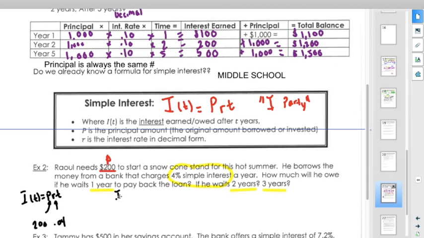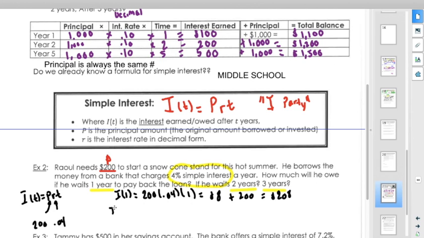Let's do I of 1. So after 1 year, it's going to be 200 times 0.04 times 1. So again, once we put this in the calculator, all this is finding us is how much interest has been made. We would get 8, which is $8, which means that after 1 year, he's going to owe an additional $8. So we have to add that back to his principal of 200. So after 1 year, he would now owe the bank $208.